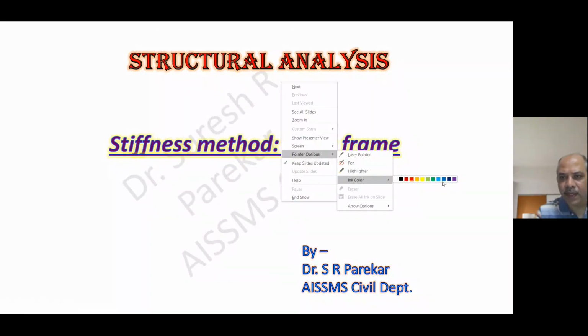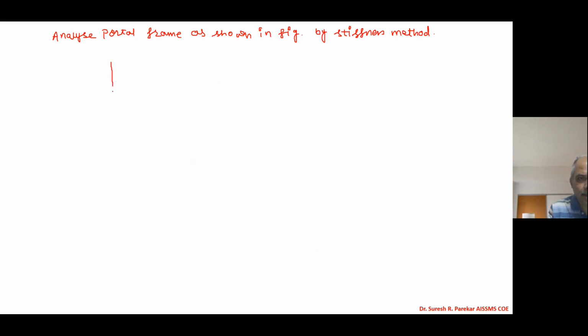Good afternoon. Today we are going to solve the same problem by using the stiffness method. We have to analyze the portal frame as shown in the figure by the stiffness method. So we are with the same problem again.